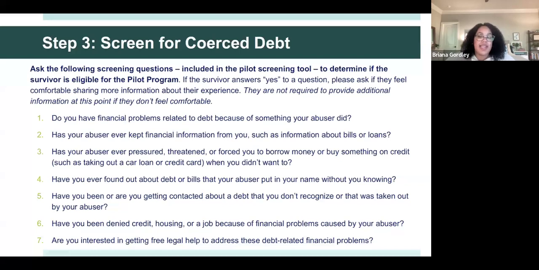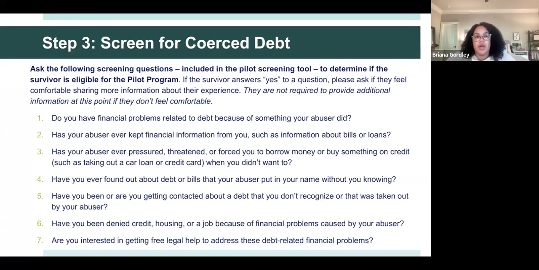And if they do answer yes to a question, please ask them if they feel comfortable sharing more information about their experience. And I want to make sure this is clear. Survivors at this point of the pilot program are not required to provide you with additional information if they don't feel comfortable. So if you're going through this screening tool and they just want to answer yes or they just want to answer no, that's their right to, because later through the pilot process and the referral process, there will be more opportunities to share more detailed information about these questions.